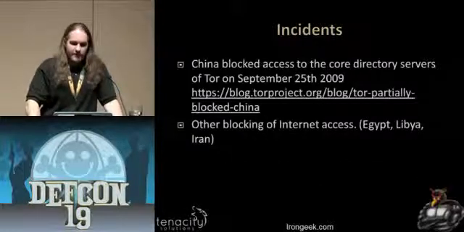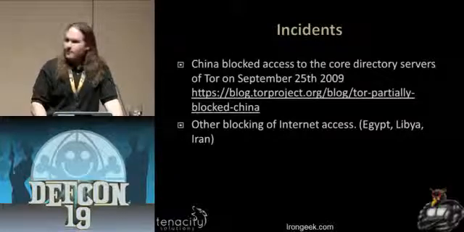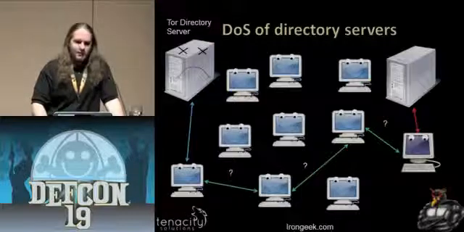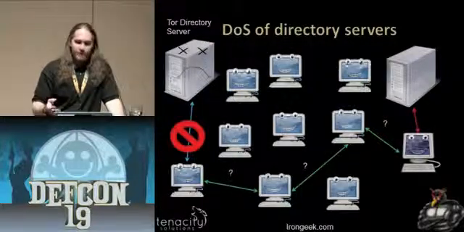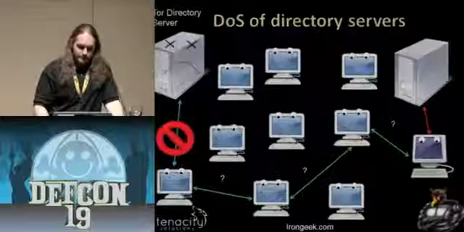There's also other general blocking of the internet that's happened, like Egypt and Libya and Iran in more recent days. So let's say someone DOSes the directory server. If they do that, then you can't find nodes to route through. If you can't find nodes to route through, you can't get on Tor.